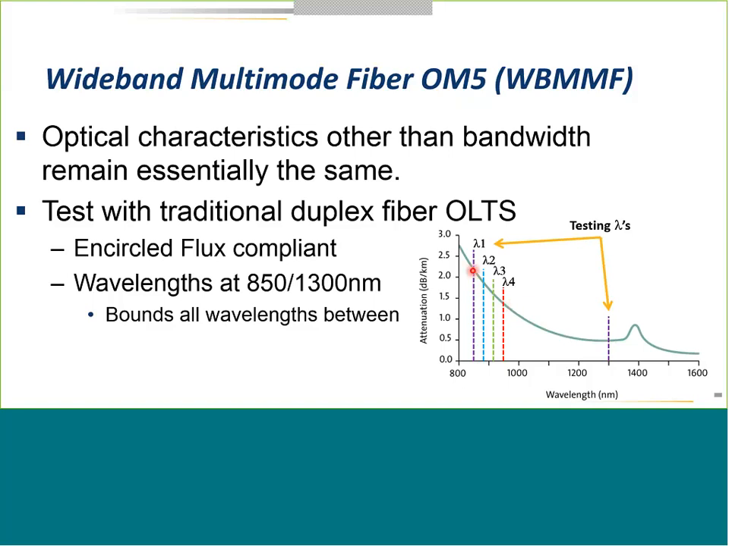And if we're testing at 850 and we're testing at 1310, given that the loss value is linear, we don't have to test at 880, 910, and 950 to know that our loss value is acceptable on the OM5 fibers.